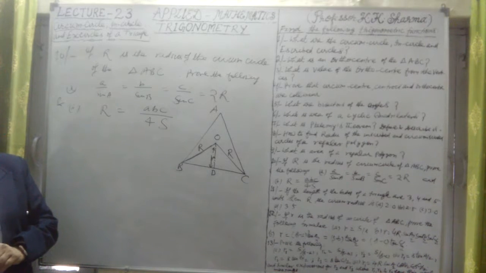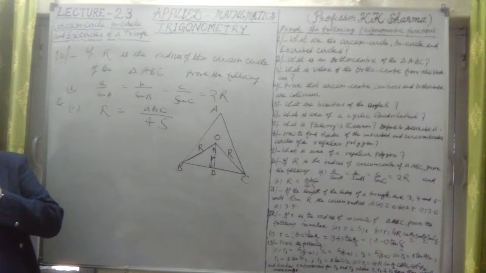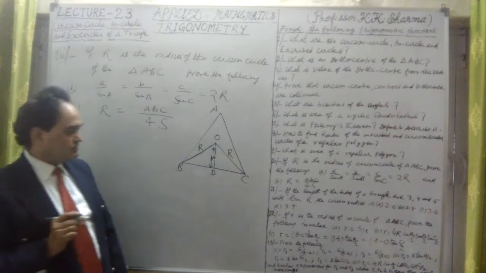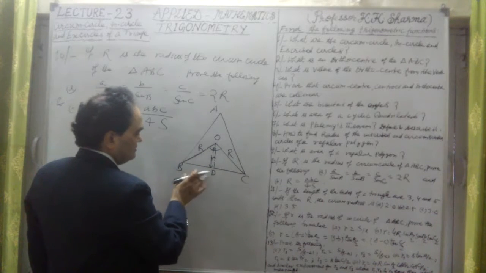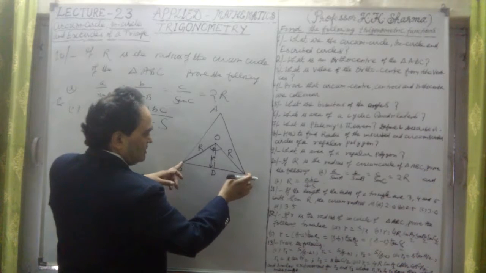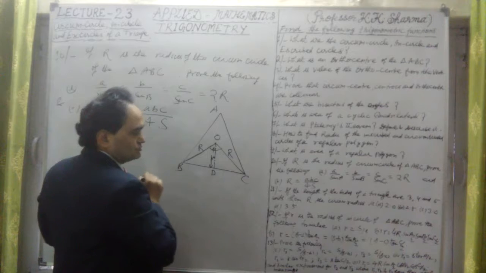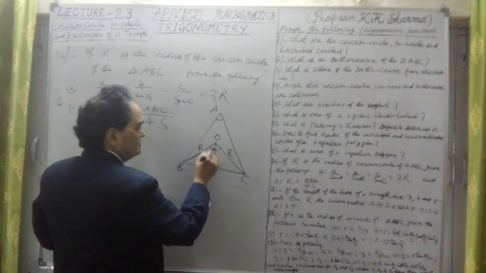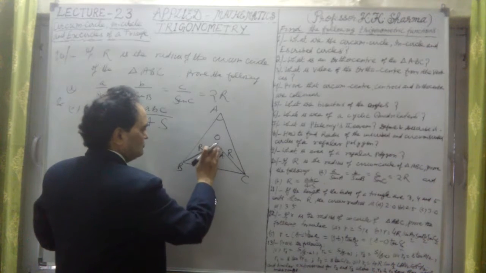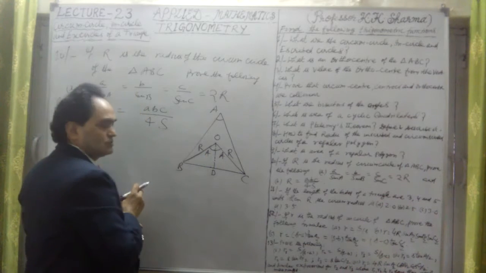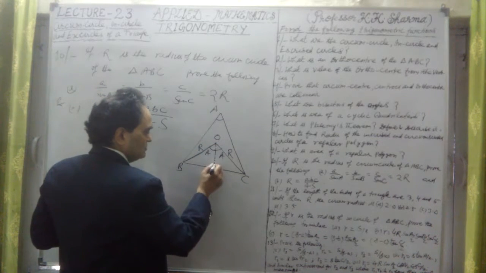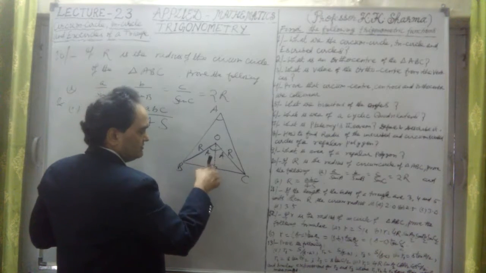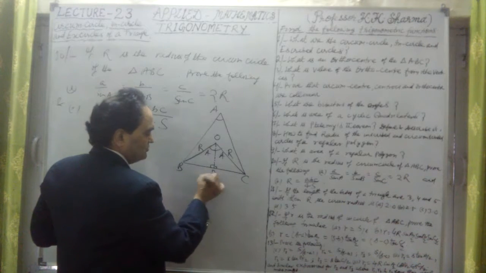So let us take this circumcircle radius. Now we know that the angle subtended by any arc, suppose this arc BC, subtending an angle at the center, O is the center, is twice the angle A. So this angle will be A and this angle will also be A. Only these two angles are equal to angle A. This is 100% true. The reason is, if I draw a perpendicular OD, then this OD meets the side BC at the midpoint that we have taken.